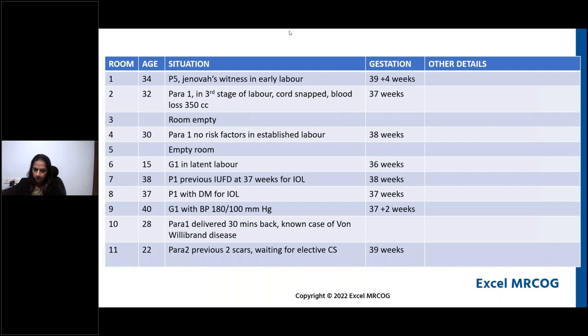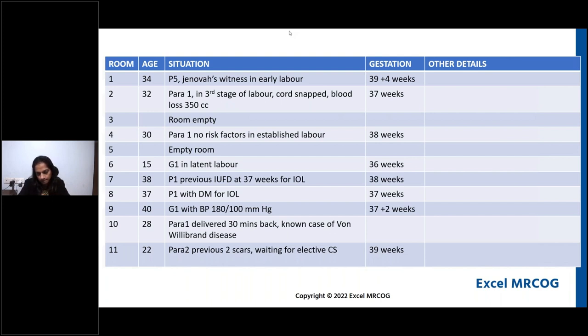I will ask the midwife, my shift leader, to go and have a look at this lady and provide her adequate pain relief. I'll make sure she has got a cannula sited, full blood count, group and save done. So that is room 6. Room 7, she is para 1, previous IUFD, and she's 37 weeks, induction.